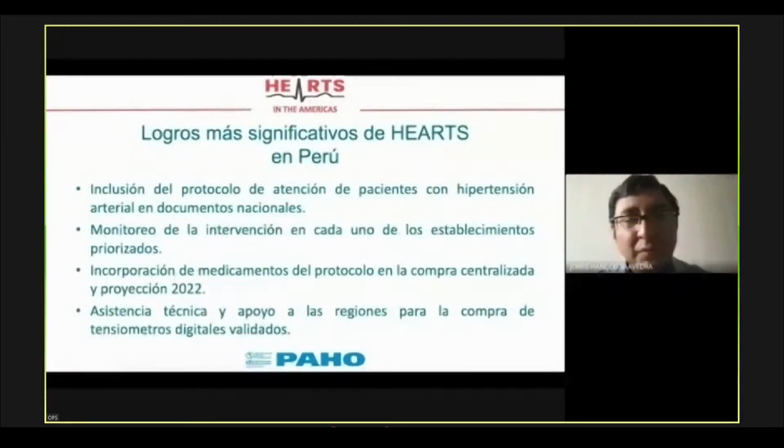The most significant achievements of HEARTS in Peru have to do with the model. At first, we have included a protocol for hypertensive patients in the national documents. And this dealt not only with prioritization of several centers, but also other centers. And we have several facilities that have joined and will be with us up until 2025. Also, it was imperative to have monitoring of the intervention in each one of the prioritized facilities.